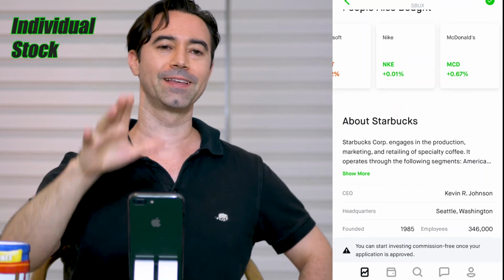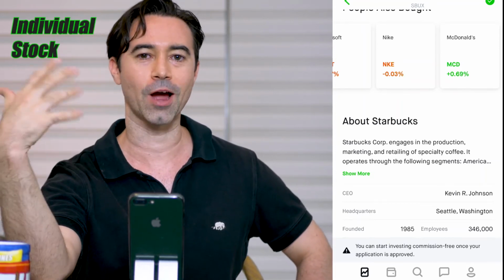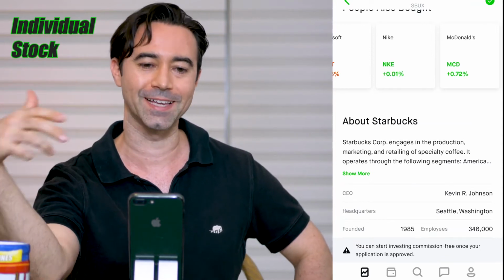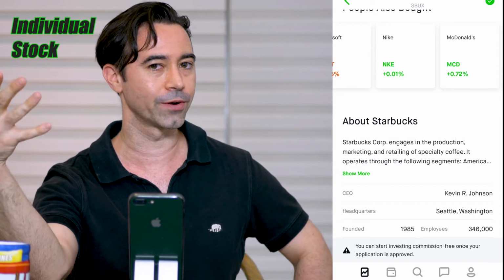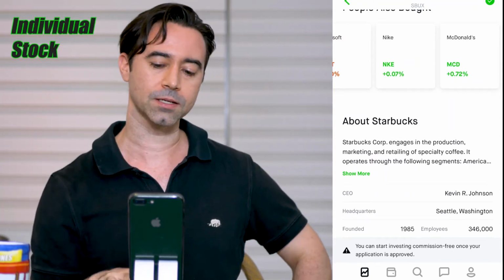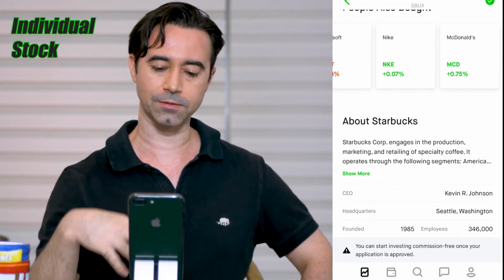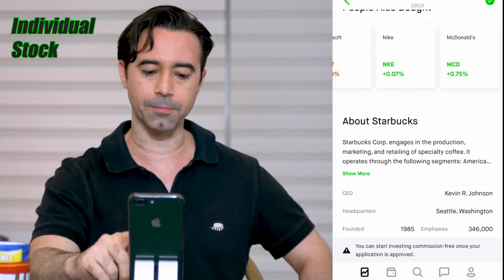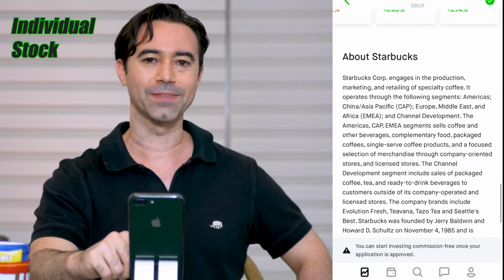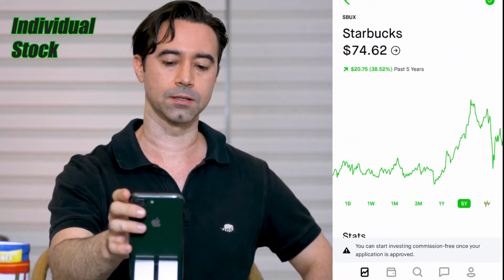So when you're looking up the stock within Robinhood, there's quite a bit of information that can help you start understanding and get your wheels turning on whether or not you should buy the stock or not. Last thing here is just about Starbucks. So we know a lot about Starbucks, where its headquarters is, when it was founded, how many employees it has, so just some company information. You can also hit show more there if you want to. If you don't know about the company, then that's always a good thing to know.